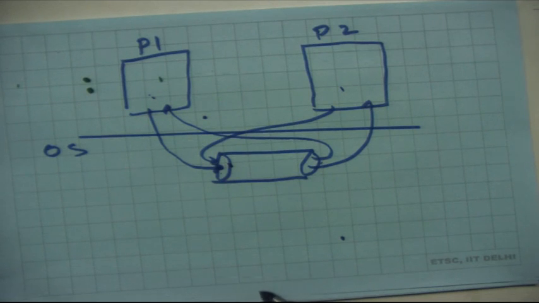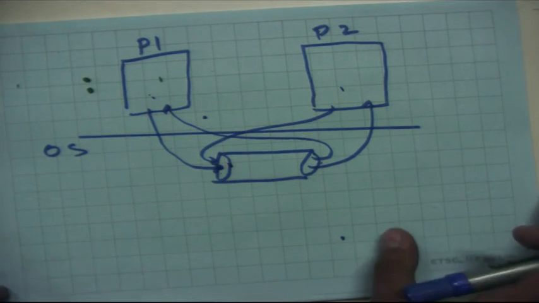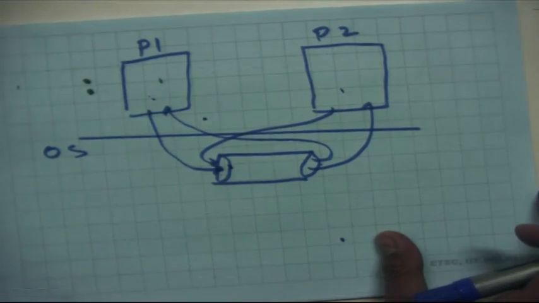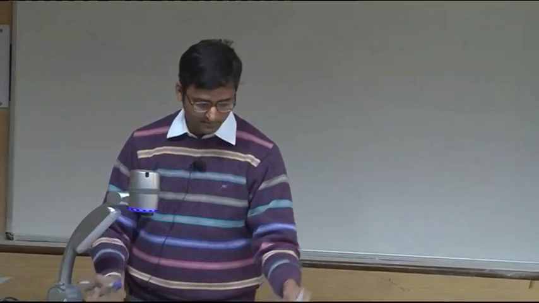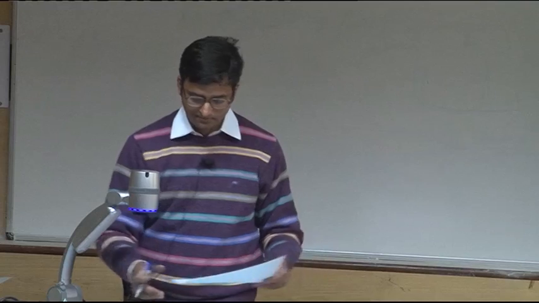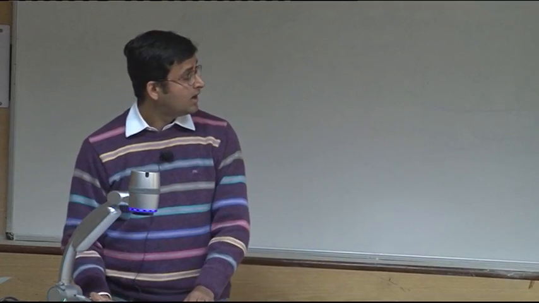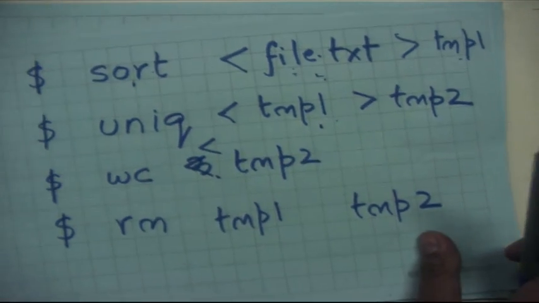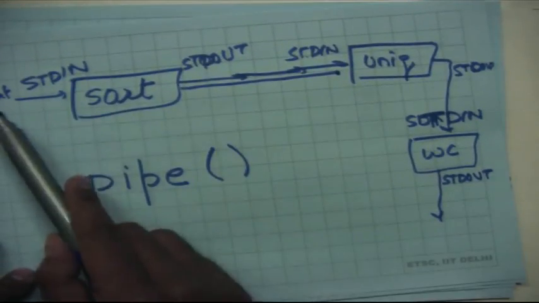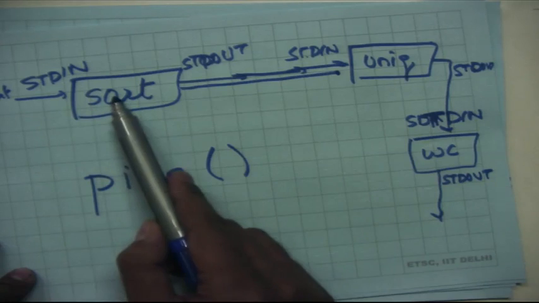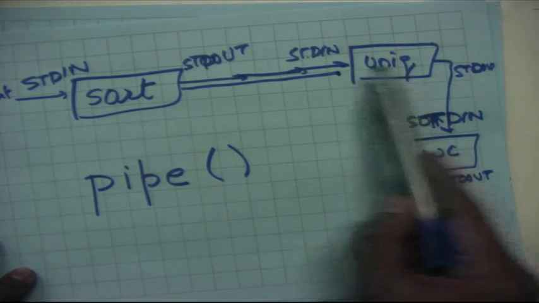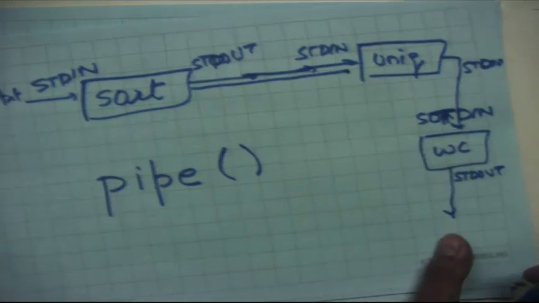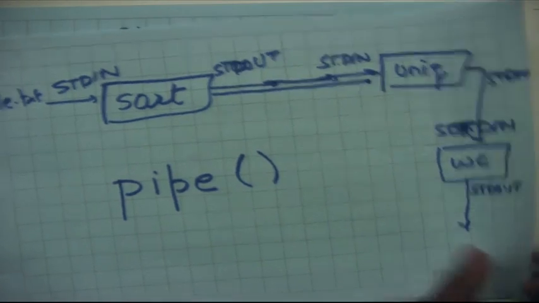Okay, all right. So let's look at the example that we had earlier. I wanted to create pipes between the sort, unique, and WC programs, right? And so I wanted a picture which looked like this, right? File.txt, sort, standard output connected to standard input of this, and so on.